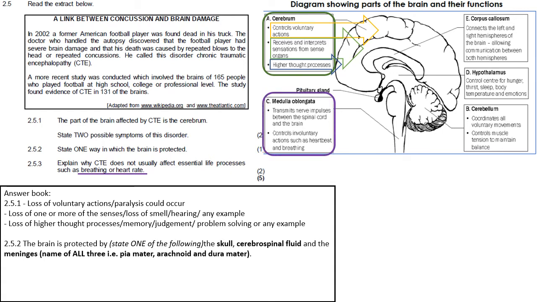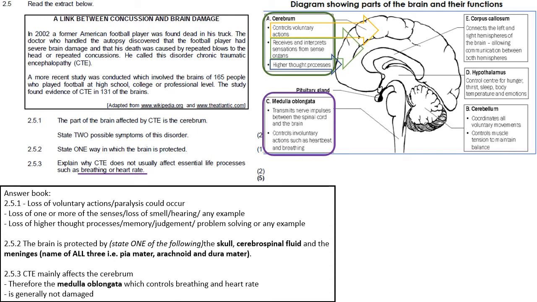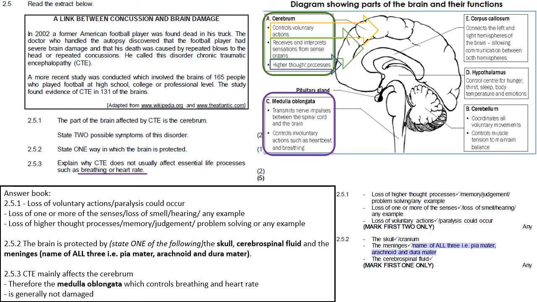2.5.3, the medulla or medulla oblongata transmits nerve impulses between the spinal cord and the brain, and it controls involuntary actions such as heartbeat and breathing. So since CTE mainly affects the cerebrum, the medulla oblongata is not damaged, therefore CTE does not usually show symptoms affecting essential life processes.